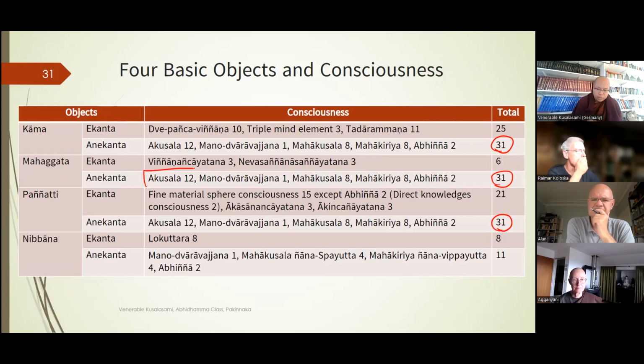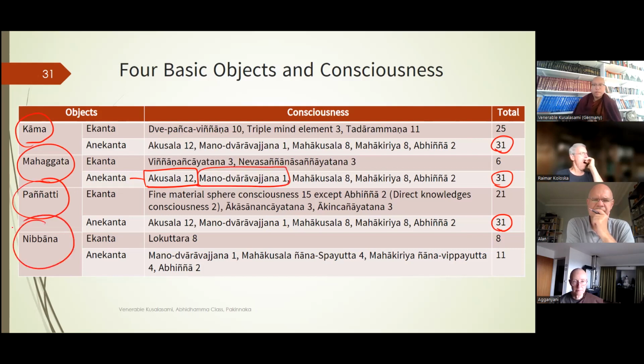Anekanda: akusala 12. The object akusala can take is kama, mahagata, panyati, not nibbana. Yeah? Not nibbana. So that's why the object of the unwholesome consciousness is not only kama, mahagata, panyati. Three manodwara vajana is all these four. We have already talked about manodwara vajana, this group.